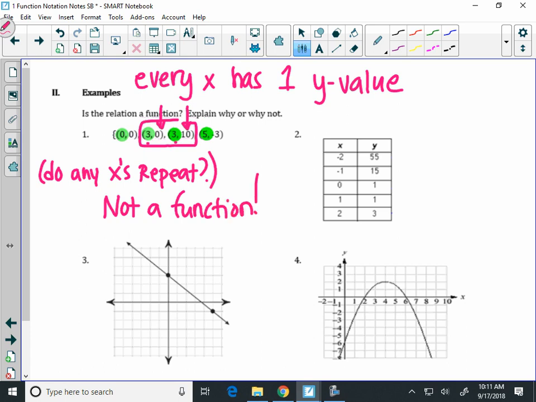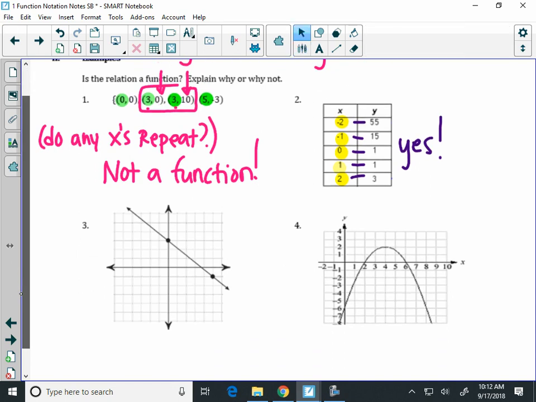Now number 2 is a table. We do the same kind of thing. We want to look at the column of x values here. Now when I look at those x values, none of them repeat, which means every x only matches with one y value. So yes, this guy is a function.